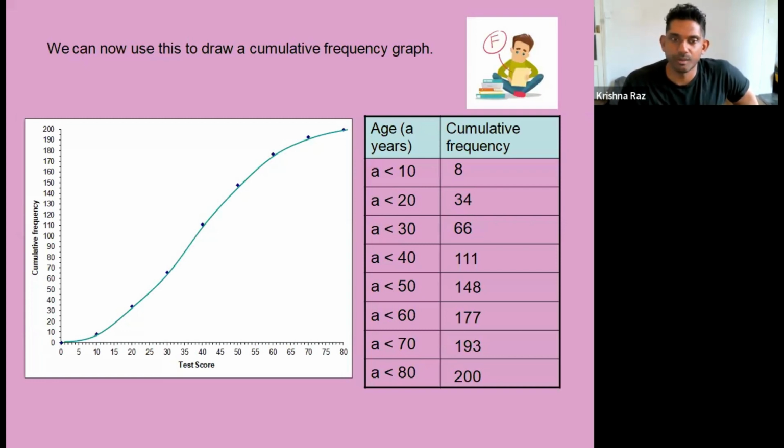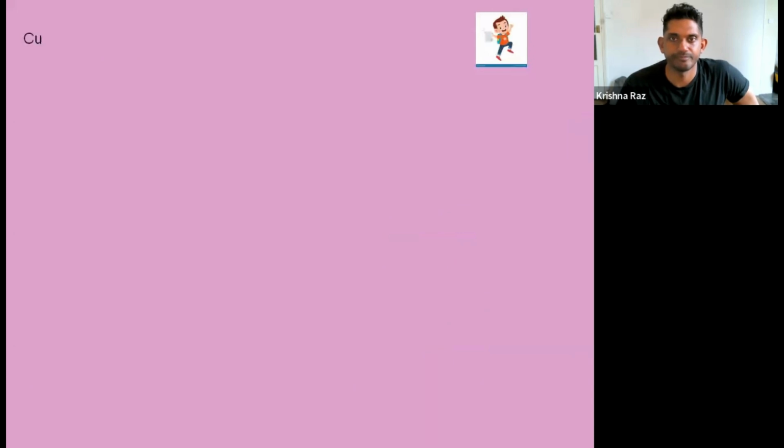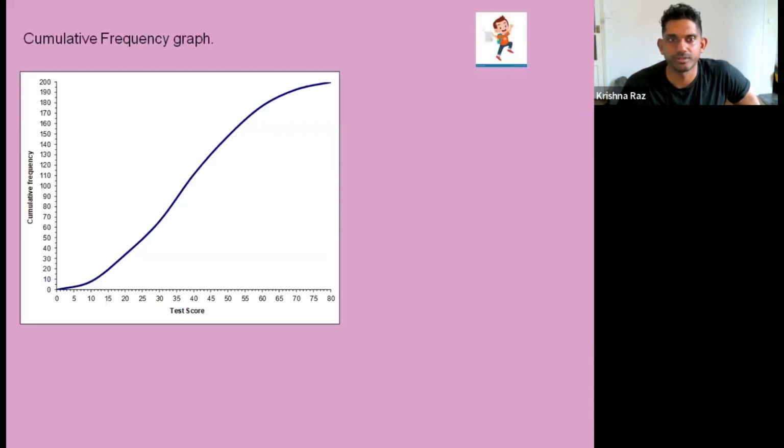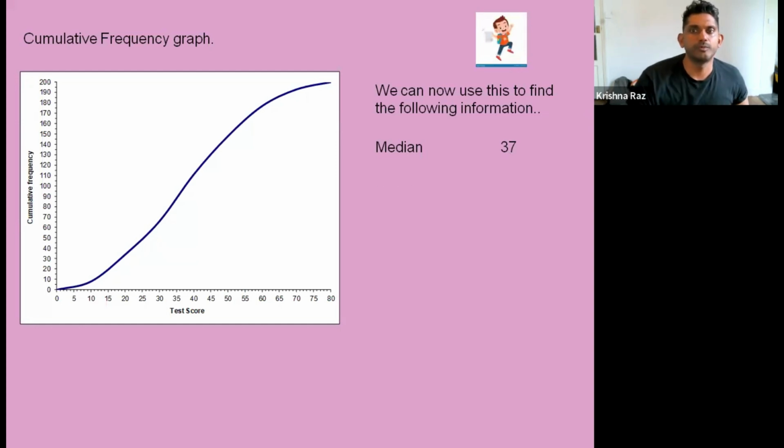And the final bit is interpreting the graph. Having drawn the cumulative frequency graph, we can now use it to find the lower quartile, upper quartile, interquartile range, and the median. The median will be the middle person. Bear in mind, we have 200 pieces of data. The 100th person will be the median.